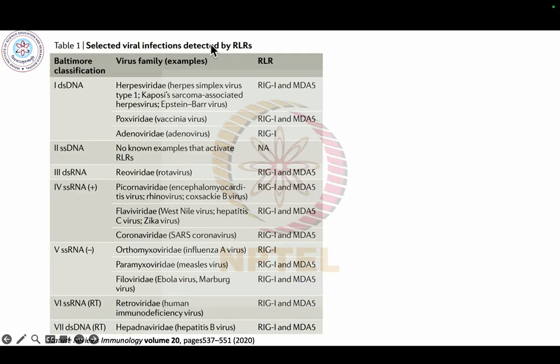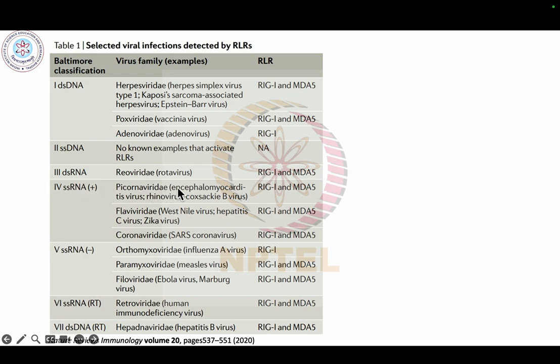So selected viral infections detected by RLRs. These are different viral infections which are being detected by RLRs. The Baltimore classification 1 is double-stranded DNA. Virus family examples: herpesviridae, herpes simplex virus type 1, Kaposi sarcoma associated herpesvirus, Epstein-Barr virus. RLR RIG1 and MDA5, poxviridae, vaccinia virus, adenoviridae, adenovirus. RIG1 and MDA5, RIG1. Single-stranded DNA: no known examples that activate RLRs. Double-stranded RNA, reoviridae or rotavirus, RIG1 and MDA5.